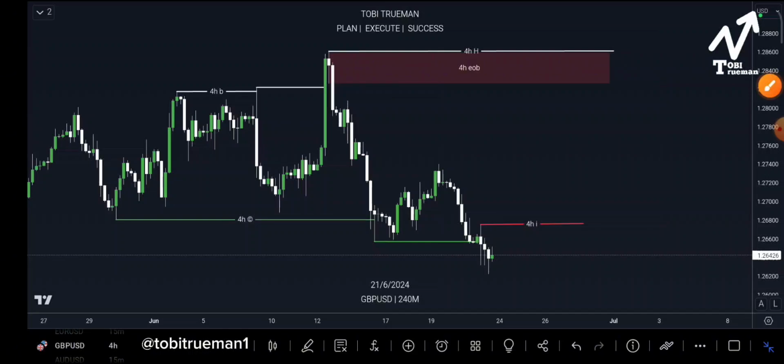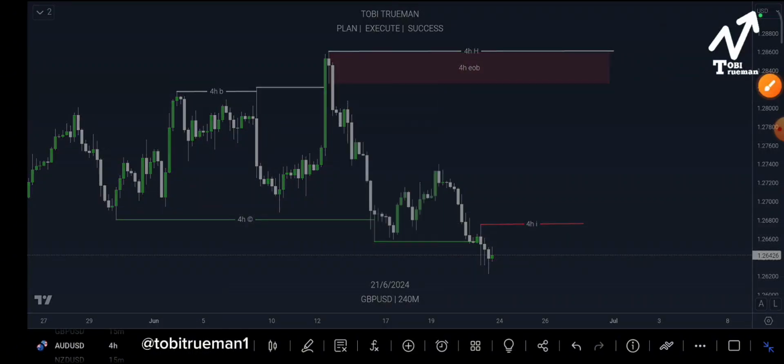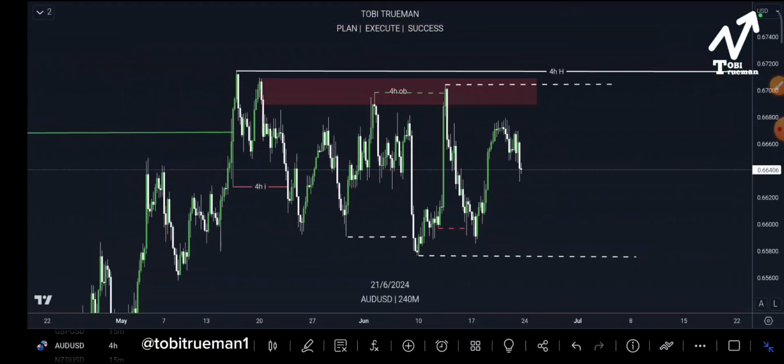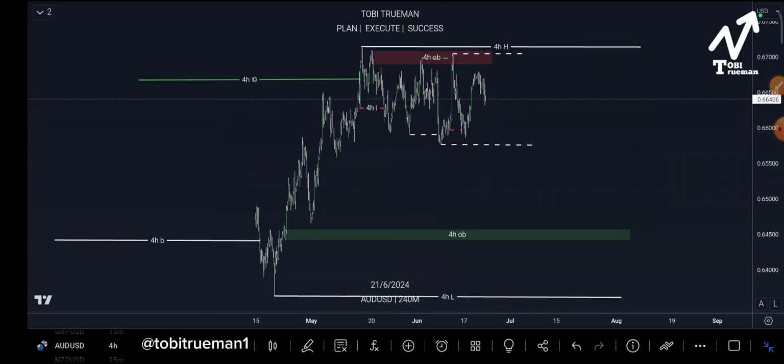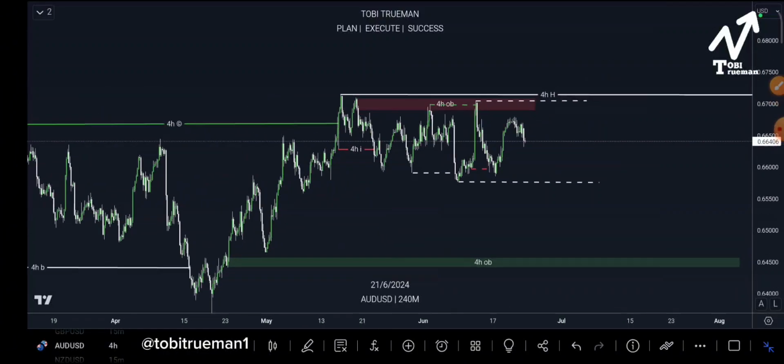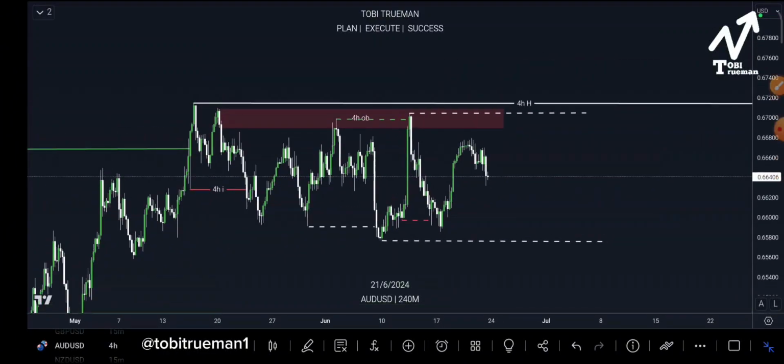If I don't see any signal there, I will go to my next one, AUD/USD. That's AUD/USD. You can see what price is just doing on AUD/USD. I've marked everything out. If I see my entry there, I take. If I don't, I leave it and go to the next one.